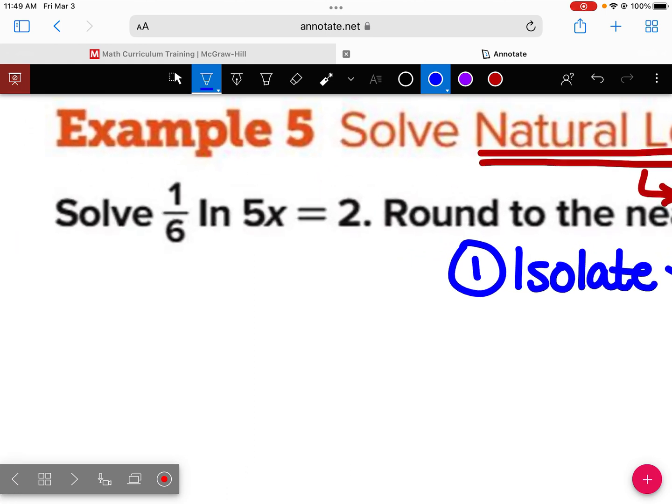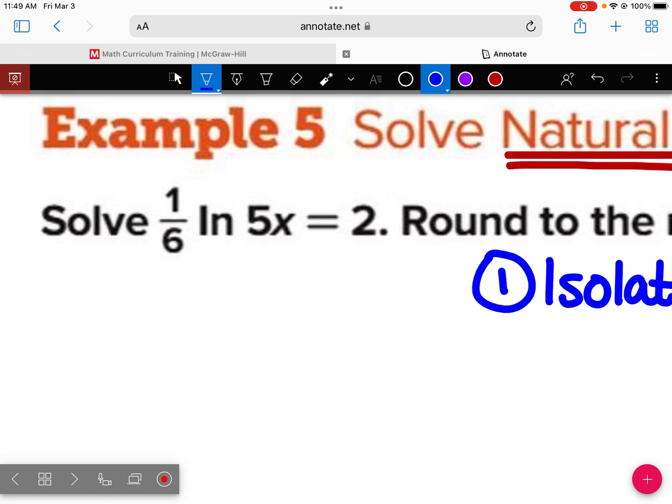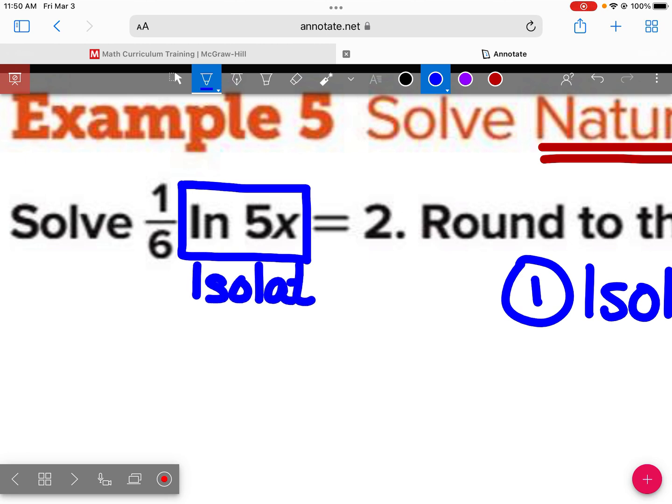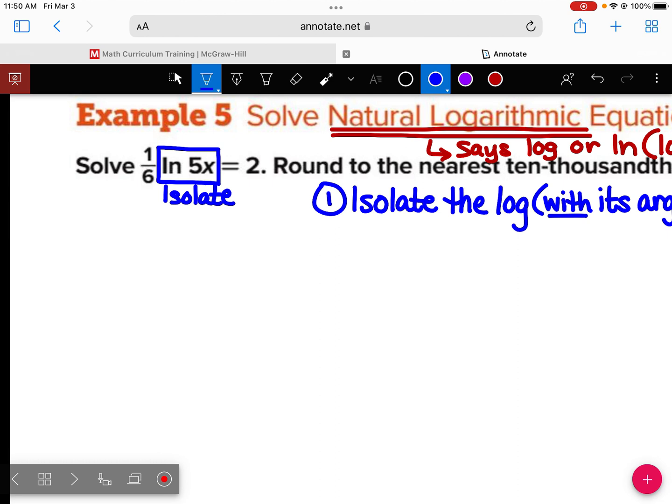What is the log with its argument here? ln, that's the log. What's the argument part? Where do you go looking for an argument when it's in log form? 5x. This right here is what we need to isolate. Whatever comes right after the log or the ln, that will be its argument. Sometimes it'll be in parentheses, sometimes it won't be.